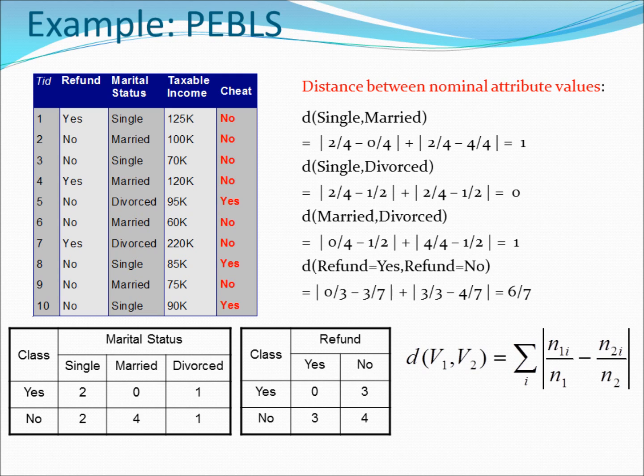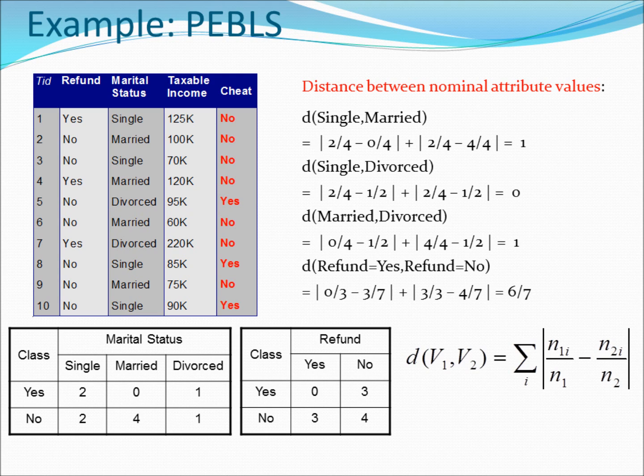This is the number for one class over the total number, minus the other instance's number for the same class over its total. So 2 out of 4 is from single, 0 out of 4 is from married, for that marital status. And then the other class, the no class: 2 out of 4 from single, and 4 out of 4 from married. And then the distance is 1.